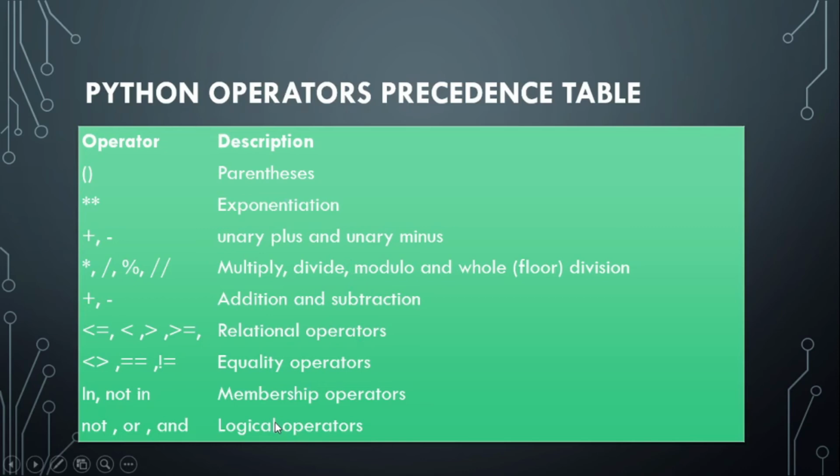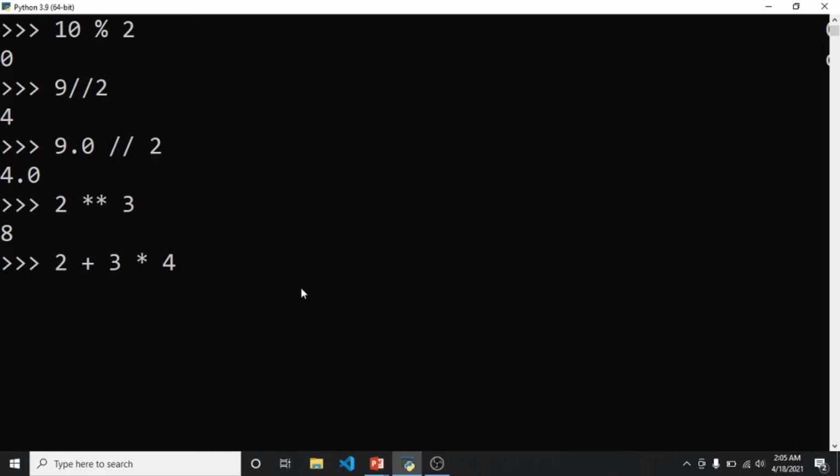Now, checking on the code we have, kapag tinignan natin, it involves addition and multiplication, di ba? And looking at the precedence table, mauuna yung multiplication kaysa sa addition. So, ibig sabihin, kapag bumalik tayo dito sa Python interpreter natin, mauuna yung multiplication kaysa sa addition. So, ibig sabihin, ang sagot dito is 14. So, 3 times 4 is 12 plus 2 is equivalent to 14. So, yun yung sagot dun sa precedence operator.